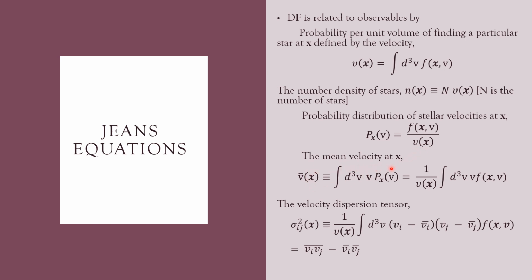The mean velocity at position x, represented by v bar(x), is obtained by integrating the product of velocity and the probability distribution over all velocities. We can also express it in terms of the distribution function using the definition of the probability distribution.